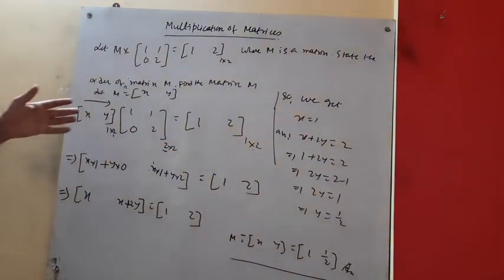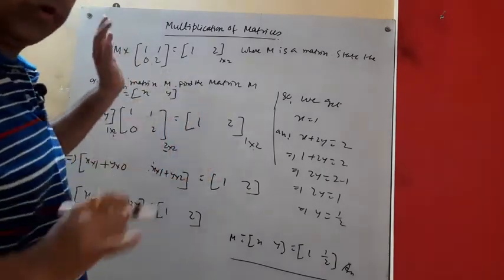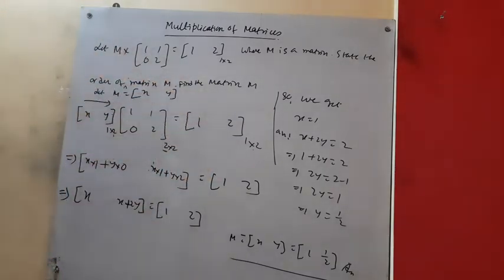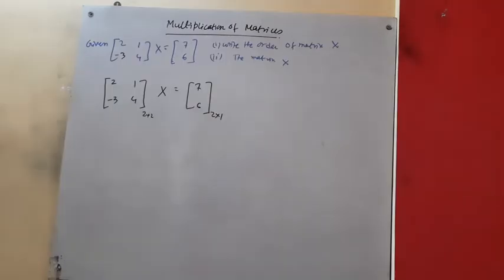And the order we have already found. What was the order? I have already cleared the boards. Anyway, I have found the order, and I have found the matrix. Now we go to the next sum. Now we pass to the second sum.